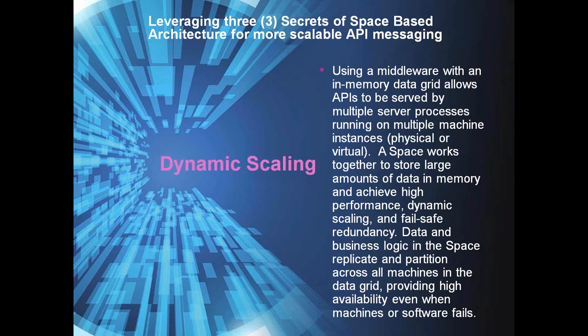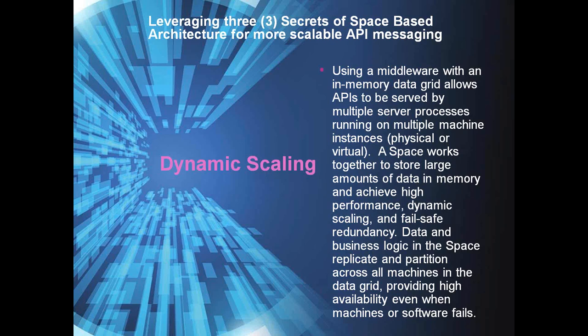And a space, as we refer to it at Magic, is really an area comprised of memory and processing capability that works together to store large amounts of data in memory and achieve high performance, dynamic scaling, and fail-safe redundancy, so that if one piece of the grid fails, there's other pieces of the grid that step in and provide that redundancy. So data and business logic in the space are replicating and partitioning across all machines in the data grid, providing a high availability even when those machines or software fail.